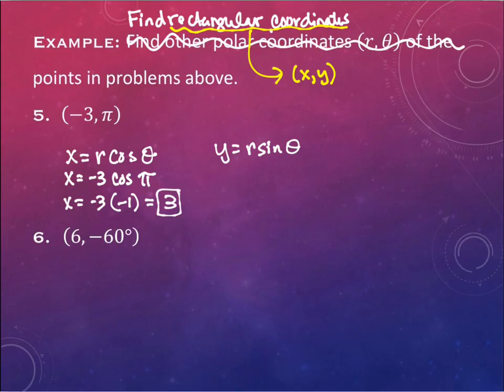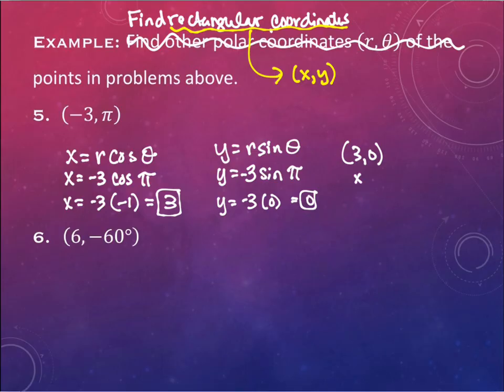Okay, let's do it for y. So y is equal to r, which is negative 3, times sine of theta. What is the sine of theta? I'm sorry, the sine at pi. Sorry, get my pi in there. What is it? It's 0. And negative 3 times 0 is 0. So the ordered pair that I get here is 3, 0. And remember, this is x, y.